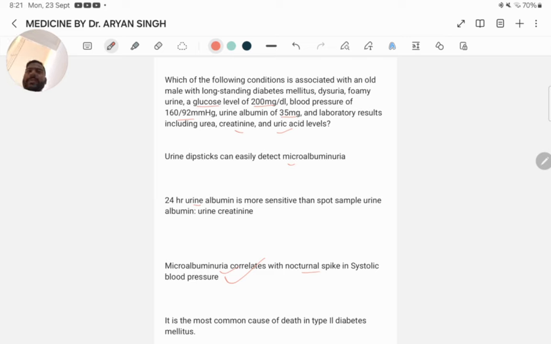The patient presents with the clinical features of diabetic nephropathy. Diabetic nephropathy is a microvascular complication of diabetes mellitus. It is initially manifested as microalbuminuria. Microalbuminuria is a urinary albumin excretion of 30 to 300 mg per day. Microalbuminuria correlates with the nocturnal spikes in systolic blood pressure.